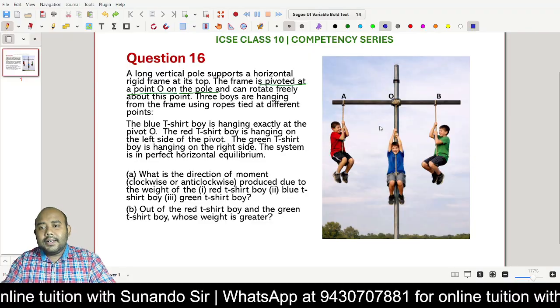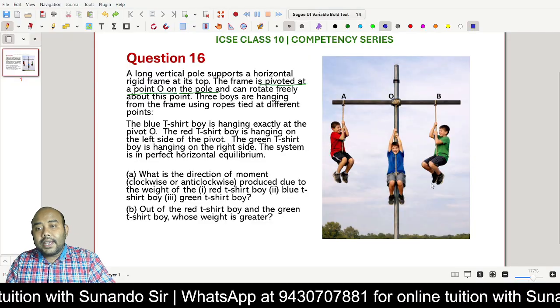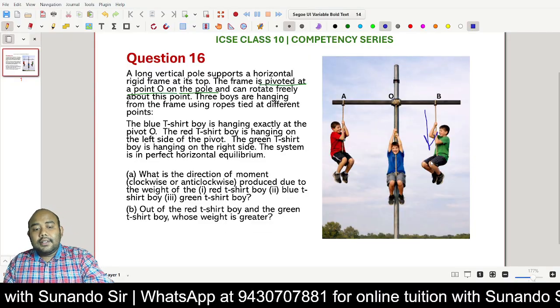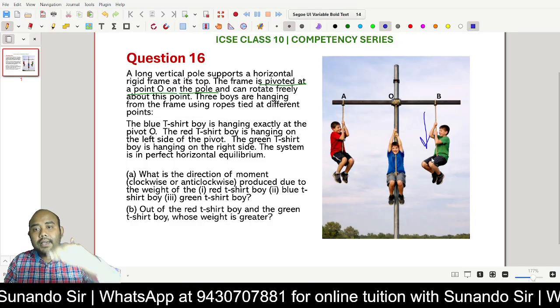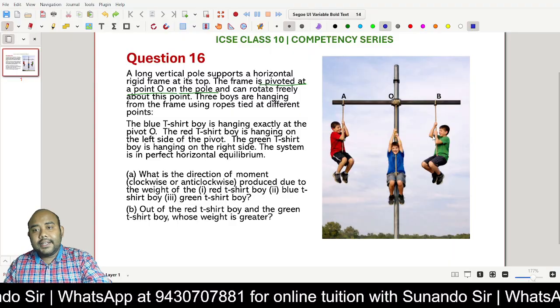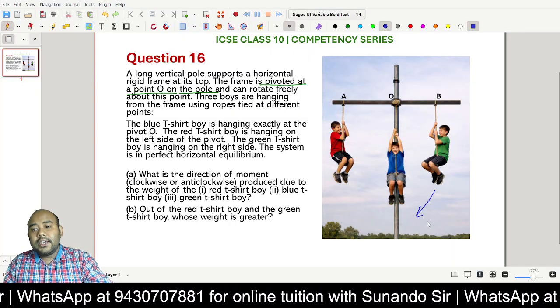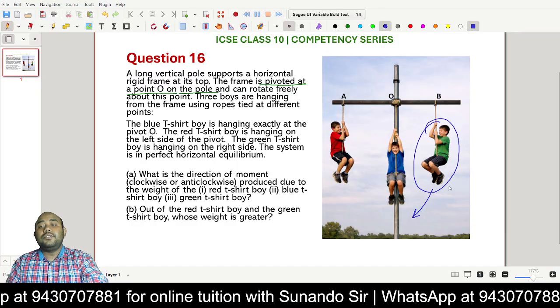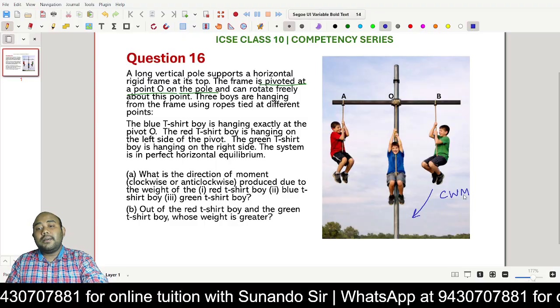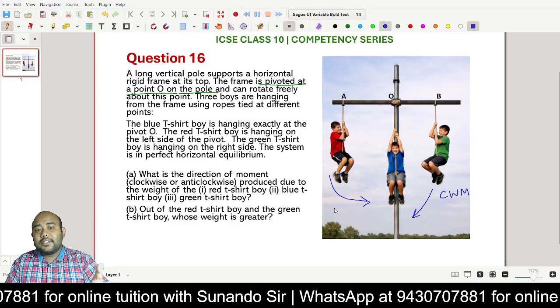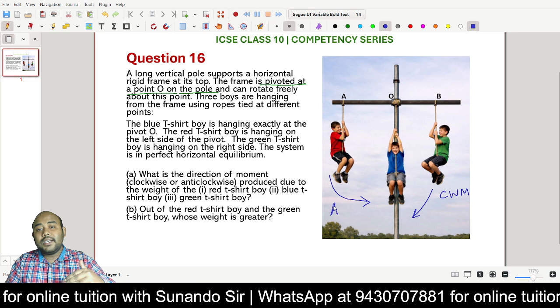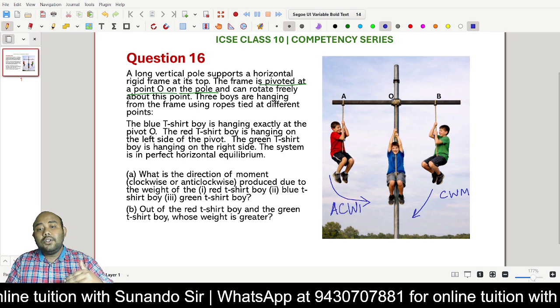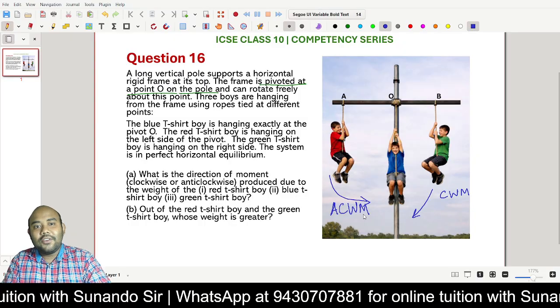It's very clear this green t-shirt boy is trying to tilt this frame on the right side. That means it's trying to rotate it in clockwise direction, and so the green t-shirt boy is producing clockwise moment about the pivot. This red t-shirt boy is trying to rotate it in anti-clockwise direction about the pivot, so this red t-shirt boy is producing the anti-clockwise moment.